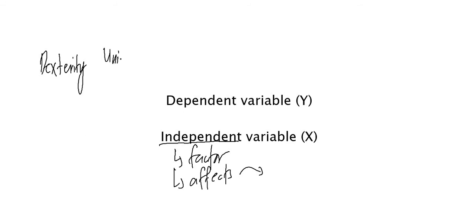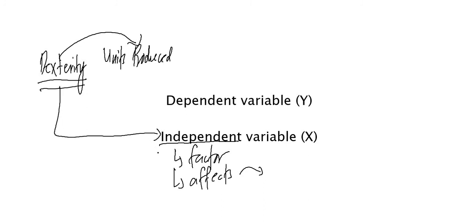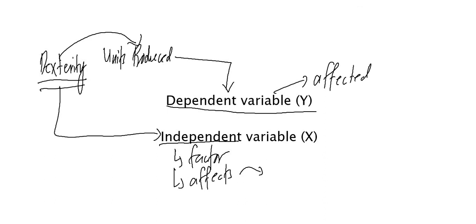So for example, if we would have our example of dexterity and units produced. Now, most of the time, if we're just going to use our common sense, it's our dexterity that affects how many units we produce. So dexterity is our independent variable. And since it's the units produced that is being affected by dexterity, then our units produced is our dependent variable. So the one that affects is our independent variable, and the one that is affected is what we call our dependent variable.